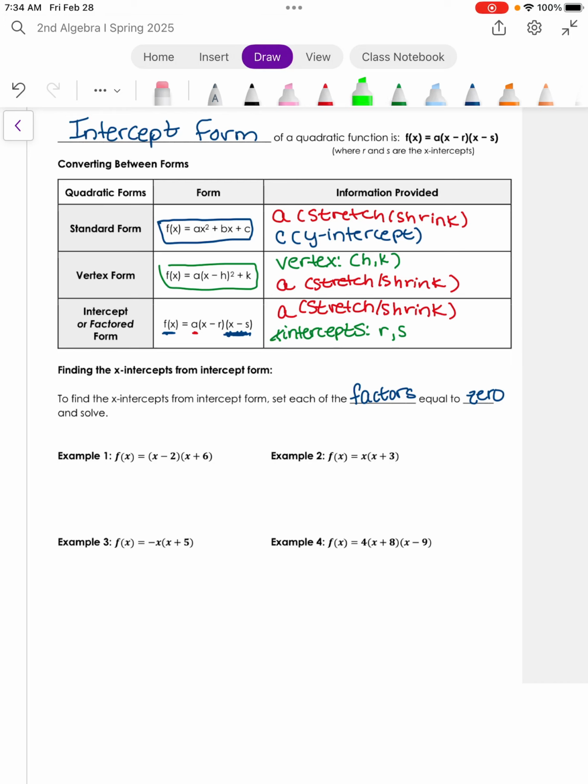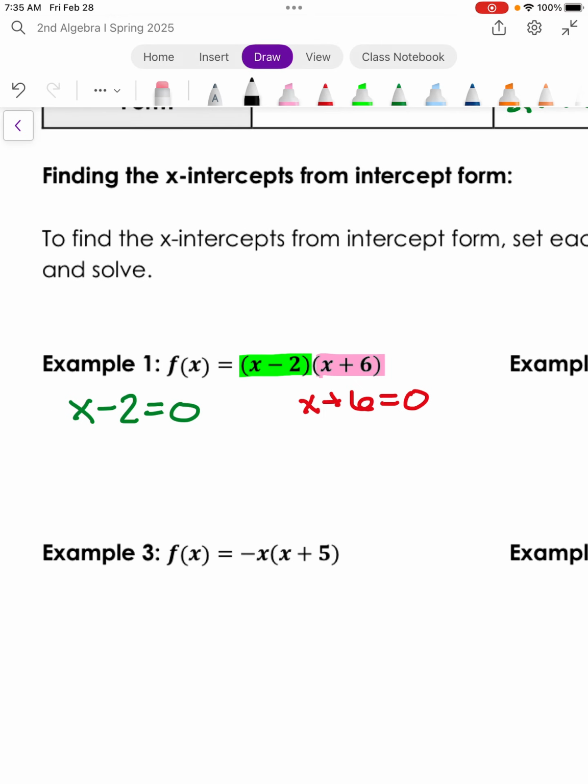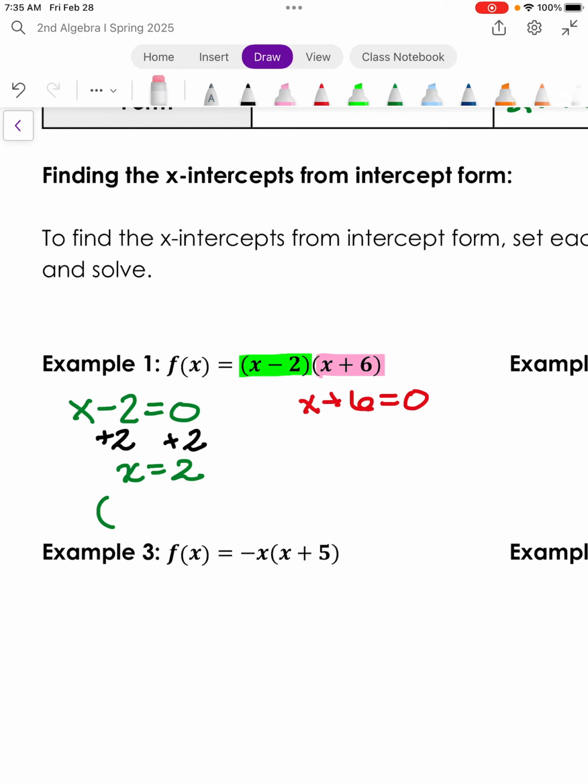So for example, we have two factors here, x minus 2, and we also have x plus 6. So we're going to set each of those factors equal to 0, and we're going to solve for x. So in the first one, I have x minus 2 equals 0. I'm going to add 2 to both sides, and I get x equals 2. But we write x-intercepts as x comma 0. So your x-intercept here would be 2 comma 0.